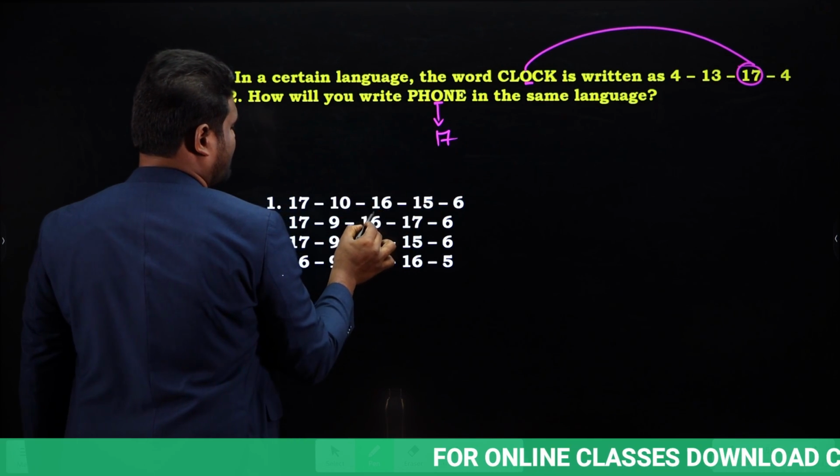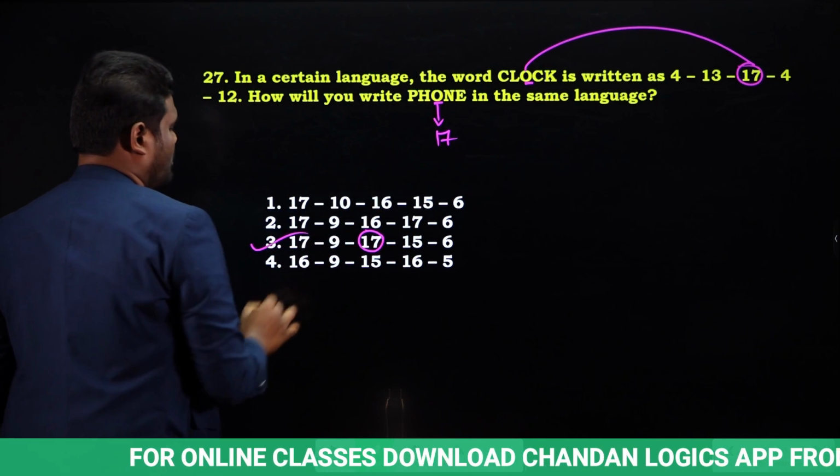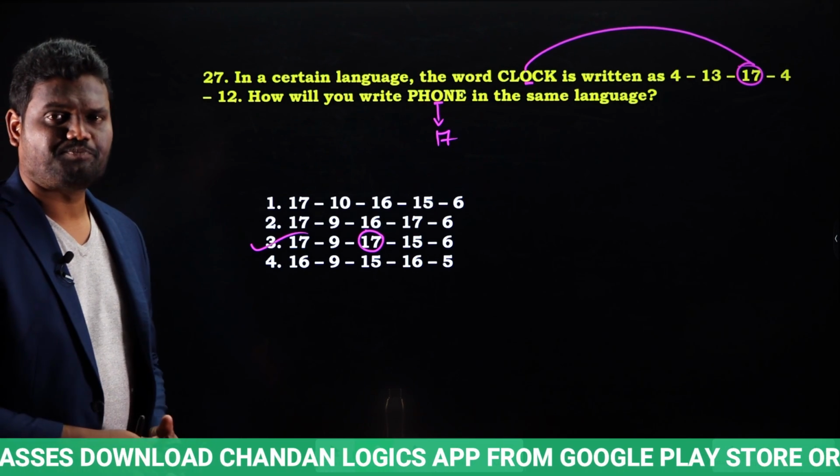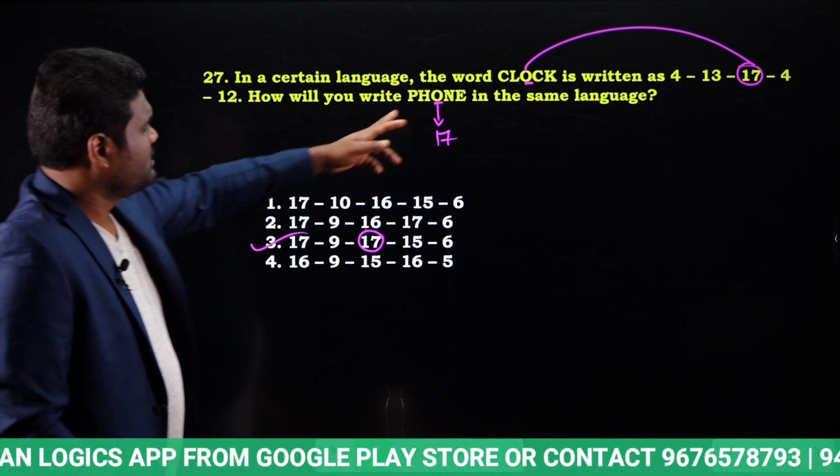Which option is having 17? Look, 17 we have only one option. Option 3 is going to be the answer. Very simple. If you want to know further, C means what?